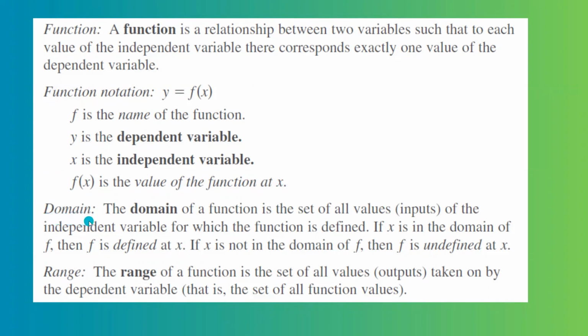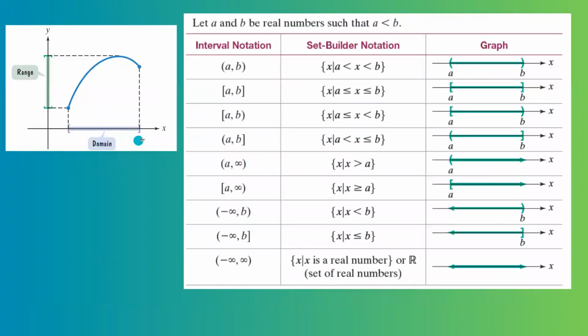Recall the definition of domain. The domain of a function is the set of all input values. And the range of the function is the set of all output values. The domain is on the horizontal line and the range is on the vertical line. We usually use interval notation for domain and range of a function.